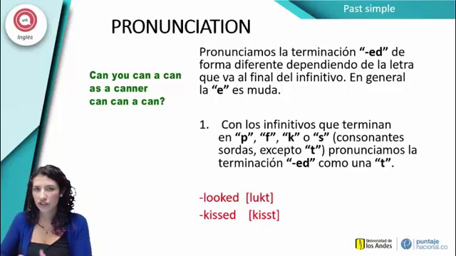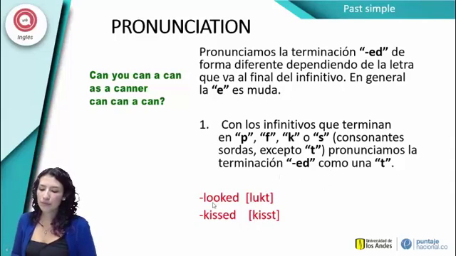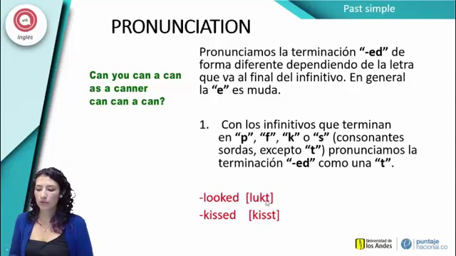So I'm going to change to Spanish. Con los infinitivos que terminan en P, en F, en K o en S, que son consonantes sordas, excepto la T, pronunciamos la terminación ed como una T. Entonces aquí tenemos la palabra look, termina en K. Tenemos la ed y acá tenemos la pronunciación looked. Entonces no estamos pronunciando ni la E ni la D, sino que ese sonido de ed se convierte en un sonido de T. ¿Ok? So, looked.